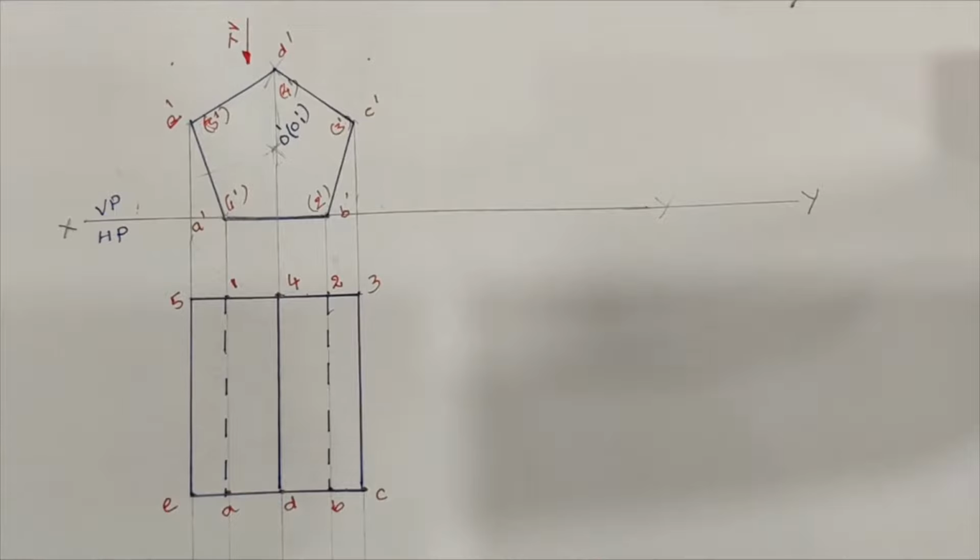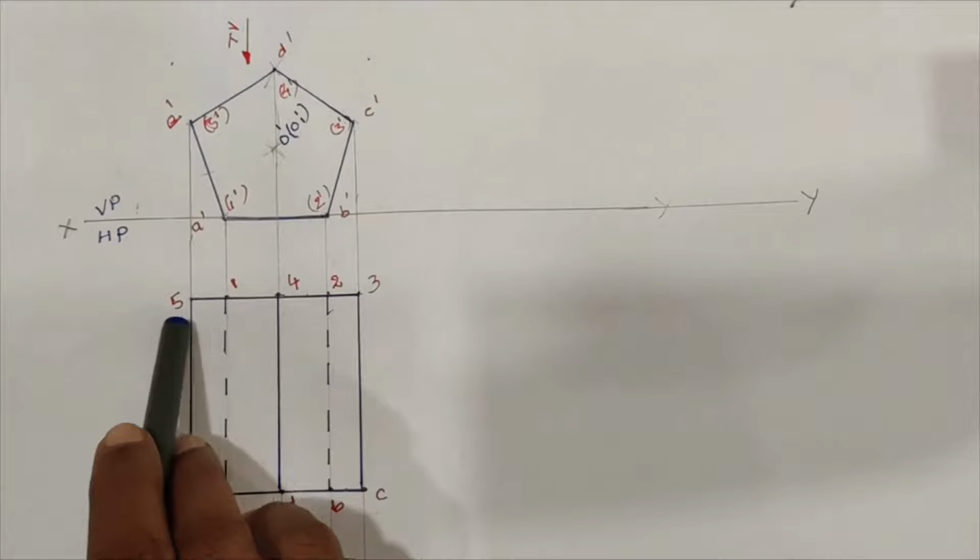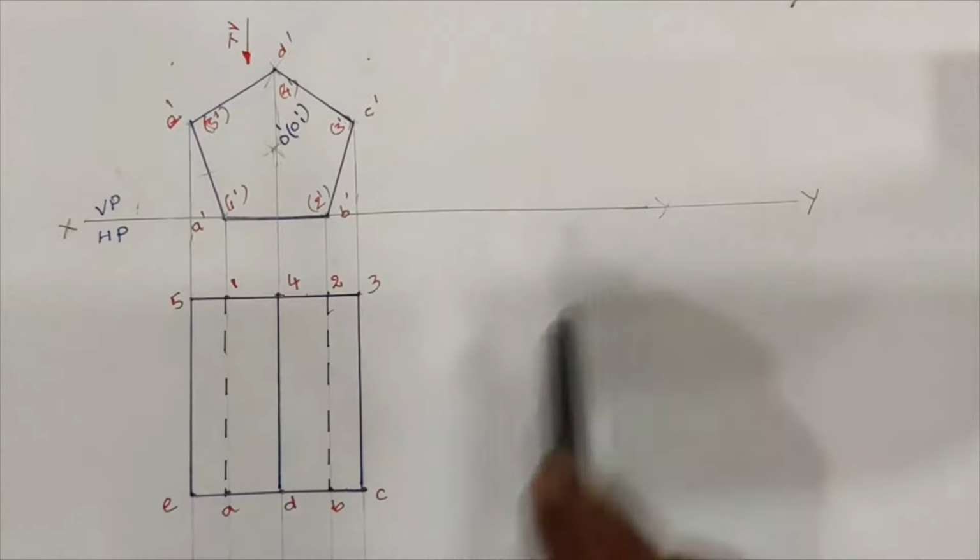In the second stage, we need to reproduce the first stage top view in such a way that the axis makes an angle of 45 degrees to the vertical plane. In order to easily and effectively reproduce the first stage top view into the second stage top view, instead of drawing the axis inclination first, we will draw its base inclination with VP first.